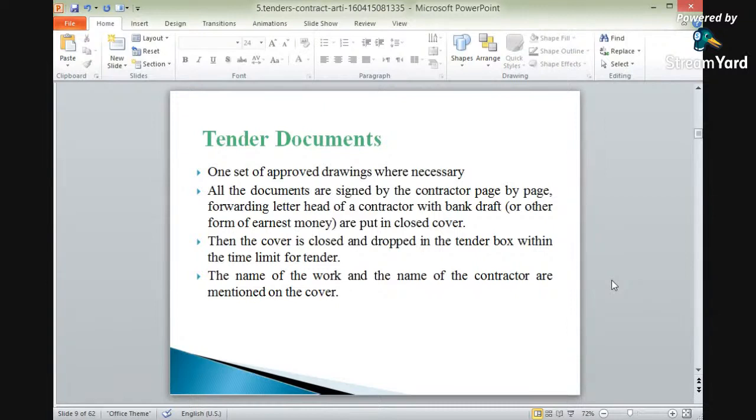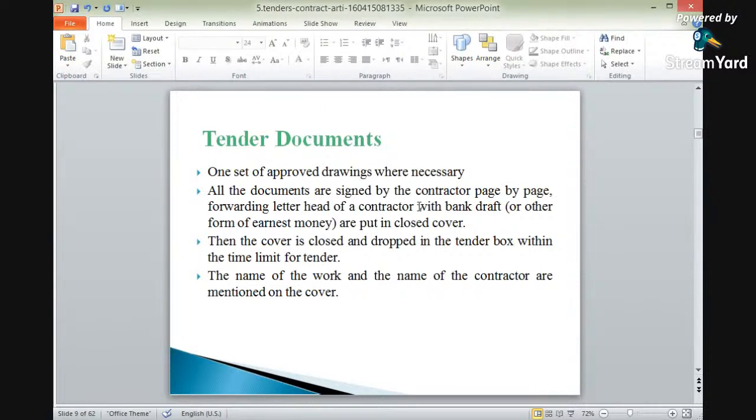Again, the next point is that all the documents are signed by the contractor page by page. On every page there should be a signature, because the sign indicates that I have read what has been mentioned and I will execute as per the written form. The forwarding letterhead of the contractor with a bank draft or other form of earnest money is to be put in the closed cover.